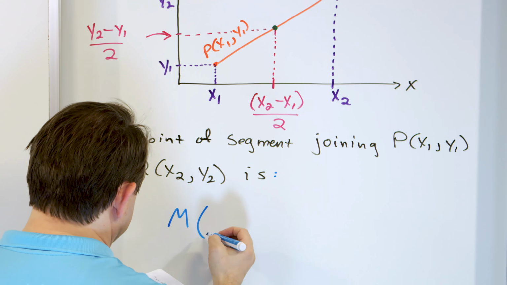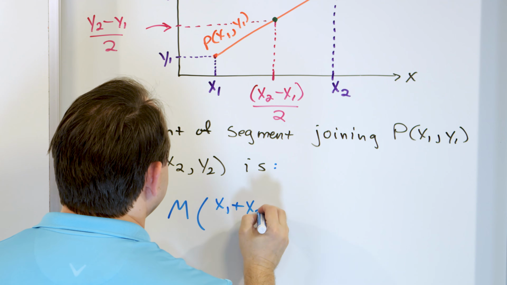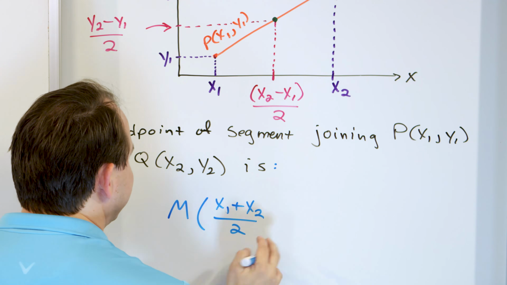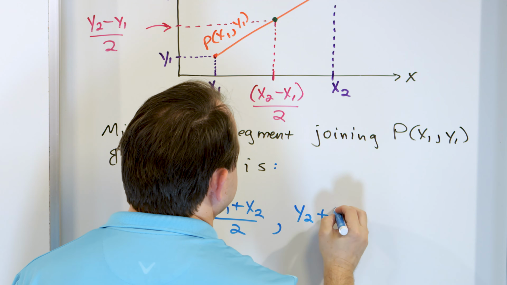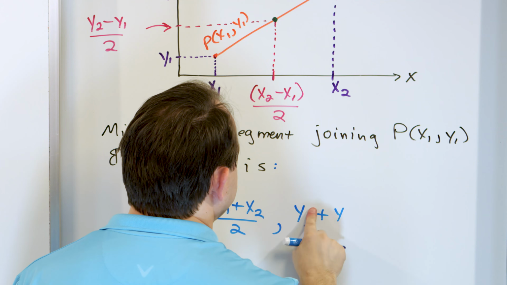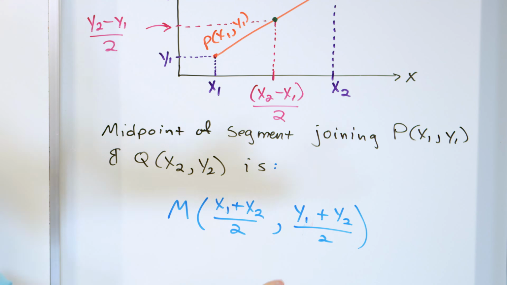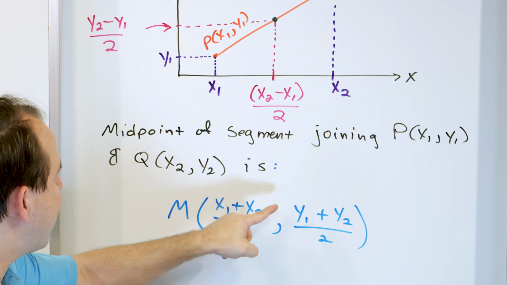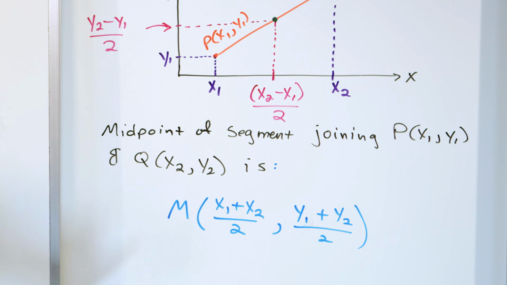The x-coordinate of that midpoint is x1 plus x2 over 2. That's the average of the x values. The y-coordinate is the average of the y values. Let's do it like this: y1 plus y2 over 2. It looks really confusing, but all it's basically saying is the midpoint has an x value of the average of the x coordinates, and the y value has the average of the y coordinates.